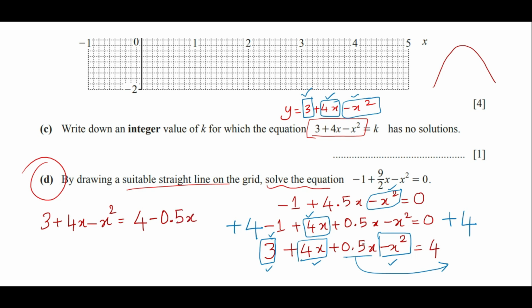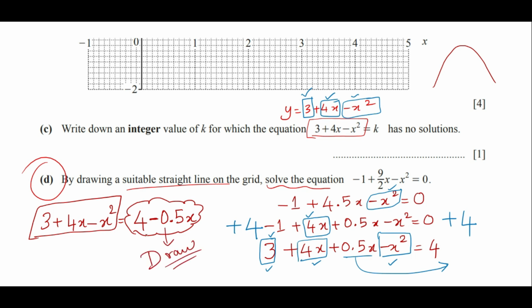Now this plus 0.5x shifting to the other side, I got minus. So this function is already drawn, and this is the straight line that you're going to draw. And the meeting point of your straight line with the parabola gives you the solution for x. Now in this video, I'm only helping you to rearrange the given question into the required function and to find the straight line equation that you have to draw.